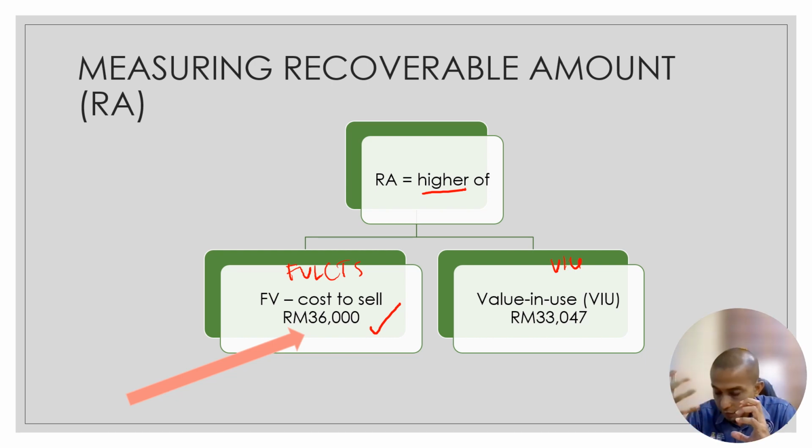Again, I repeat, to recover the cost of the asset, either we sell the asset or we use the asset. Do you think the business will choose the higher or the lower? Of course, the business will choose the higher. Either way, both should still cover the cost. But the business will go for higher profit, which is the higher of either selling or continuing to use.